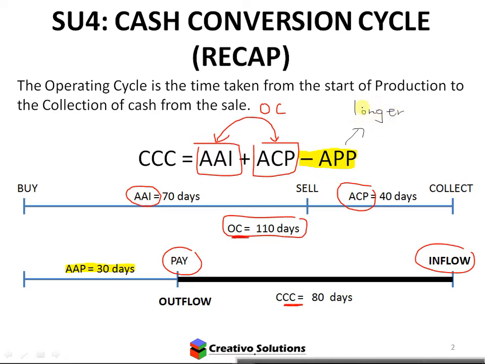And if you have longer periods, that'll be seen as being better for the business, which then shortens the cash conversion cycle. So the CCC would shorten should the APP be extended. So we want favorable credit terms to then shorten the cash conversion cycle, because now they're actually financing our stock, or they're financing part of the business for us to operate.